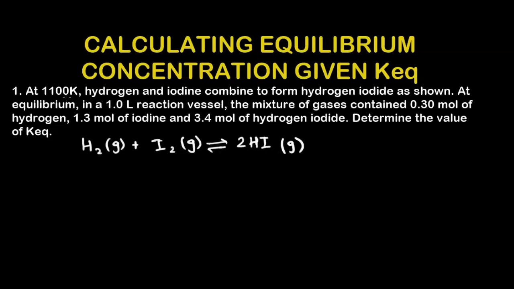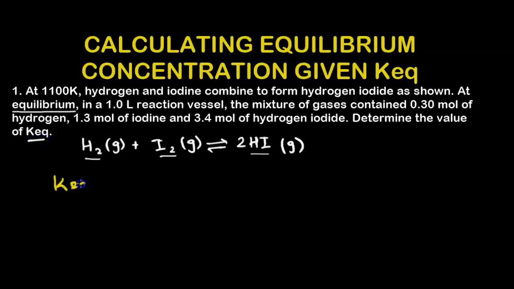Everything is gaseous. At equilibrium in a 1 liter reaction vessel, the mixture of gases contained 0.30 moles of hydrogen. So we are given 0.30 moles of hydrogen, 1.3 moles of iodine, and 3.4 moles of hydrogen iodide. It is important to note here that these moles are given at equilibrium. We are supposed to determine the value of K equilibrium.